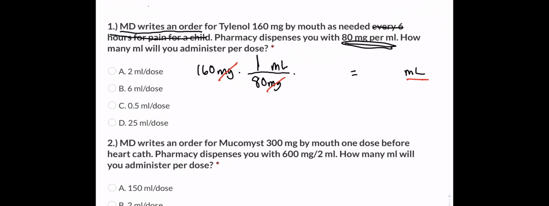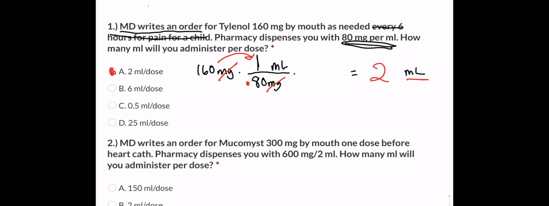So like I said, 160 times 1 is 160, divided by 80. Let's do it again. 160 times 1 is 160, divided by 80 is 2. So the answer is 2. Here's the answer right there.